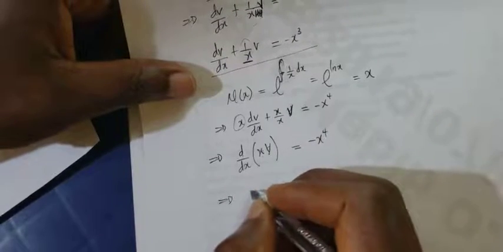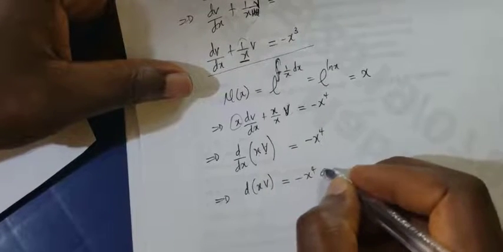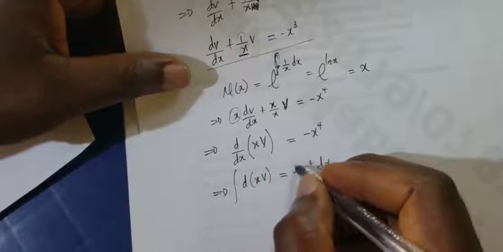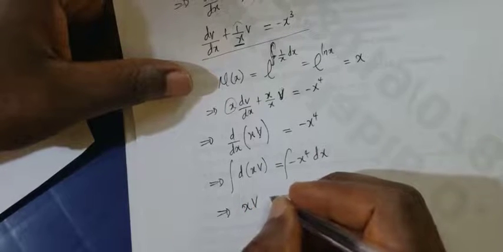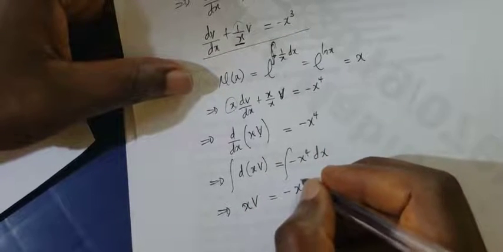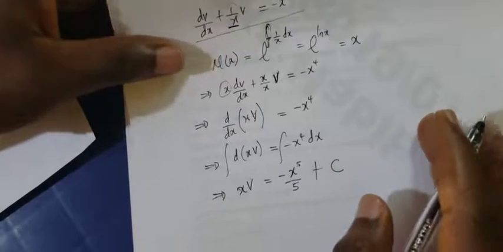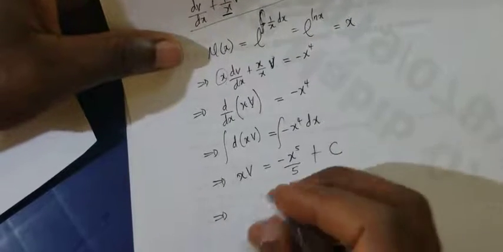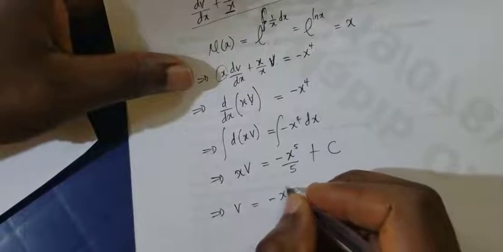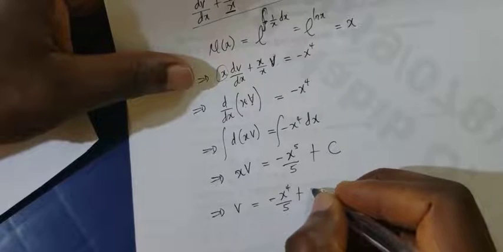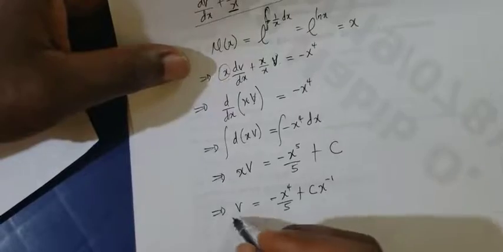So at the end of the day, I'm going to say that xv is equal to minus x to the power 4 dx. So I can integrate both sides. The integral of whatever is just whatever. So xv is equal to the integral of minus x to the power 5 all over 5, plus the constant of integration. Then from here, when you divide through by x, v is equal to minus x to the power 4 all over 5, plus c over x, that will be c x to the power minus 1. Alright, so that's our v in this case.